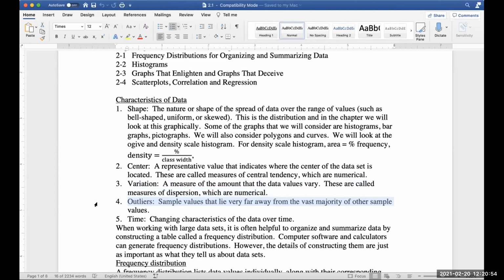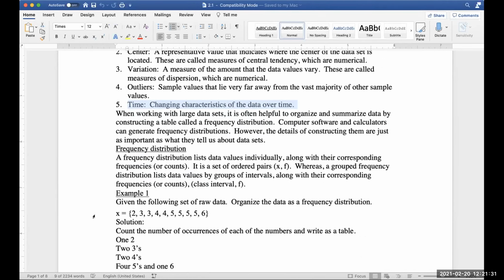Next, we want to look at outliers. The reason we want to consider outliers is because they could greatly affect our drawings and the way that we organize our data. And so we have to consider outliers. Outliers are values that lie far away from the vast majority of the other values. We will also consider how things change over time.